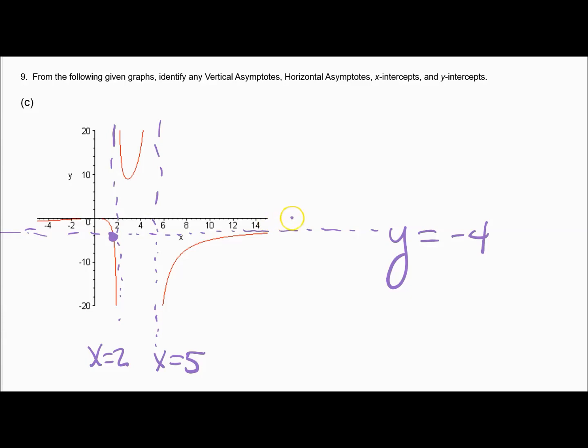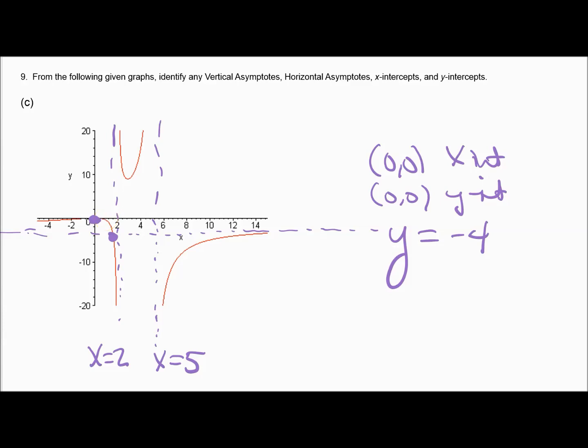So where does this cross the x-axis? It's hard to see, but it appears that it's 0, 0. I'm not going to guarantee that, but I would certainly give credit for that because that looks about right. And if 0, 0 is the x-intercept, it's also the y-intercept. Almost looks like it's over here at 1 as well, so I just don't know without seeing the original function.